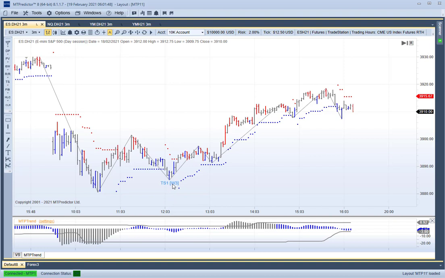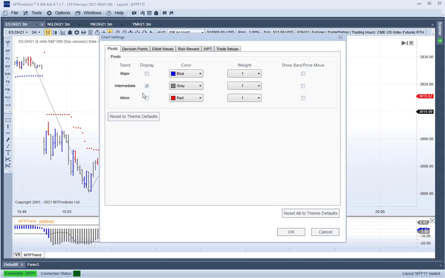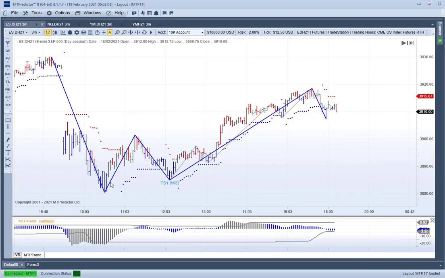So what is a W3 trade setup? Well, a W3 trade setup is where, if I place our major pivots on, it's where the market has made a low, it then made an initial rally up, which would be wave 1. It then makes an initial correction down, which would be wave 2. It then makes a strong rally up, which would be wave 3.